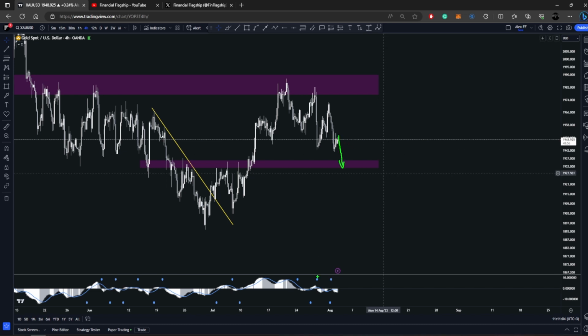A good signal that we have is that on the MACD we have divergence between the two legs down, between this one and this one. So this is a good sign that the price is ready to go up. But we might be collecting some more liquidity first, heading back down.